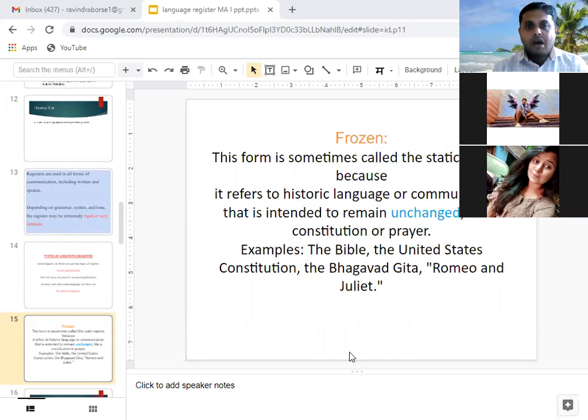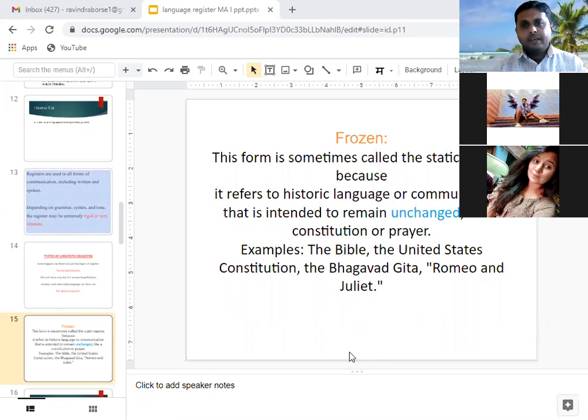Let's go one by one. And we use these five registers in our daily practice, in our daily communication, right? So in that series, let's go towards the first one, that is frozen. Frozen register. This register remains unchanged, right? Unchanged, frozen, just like a fridge.